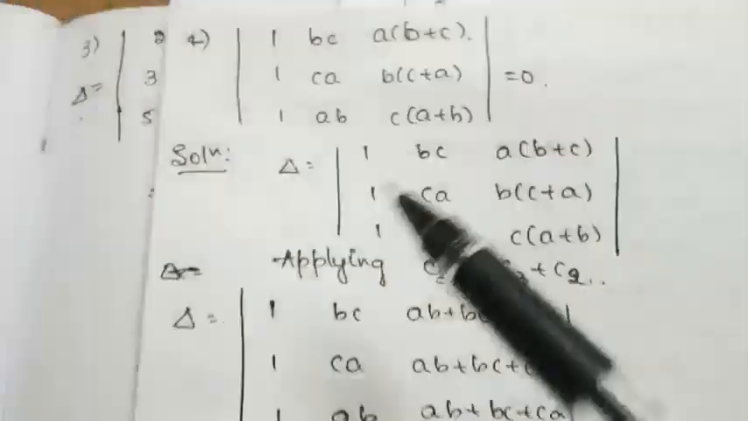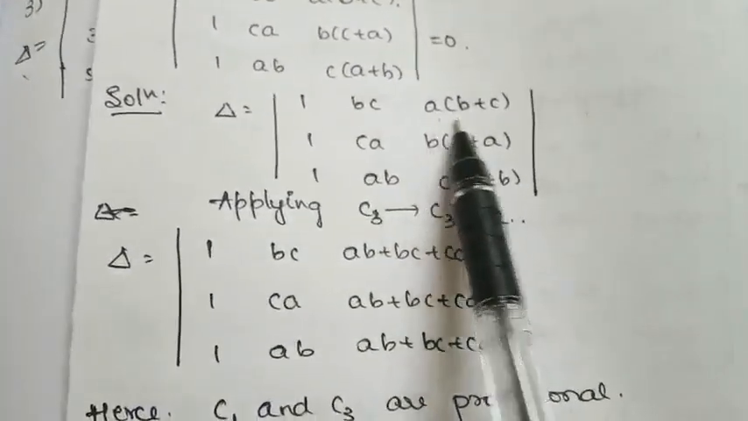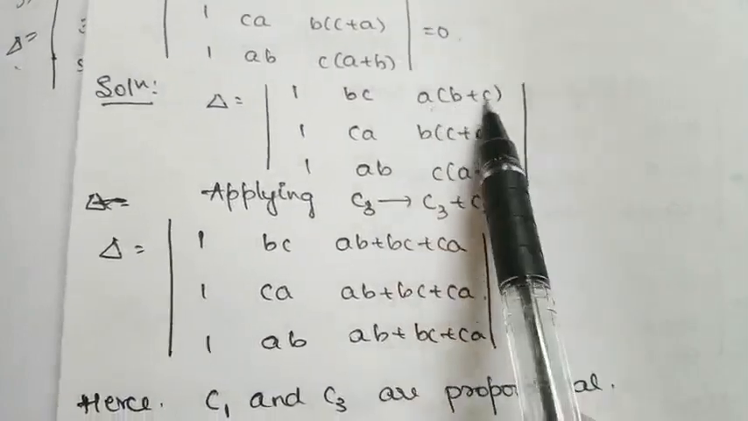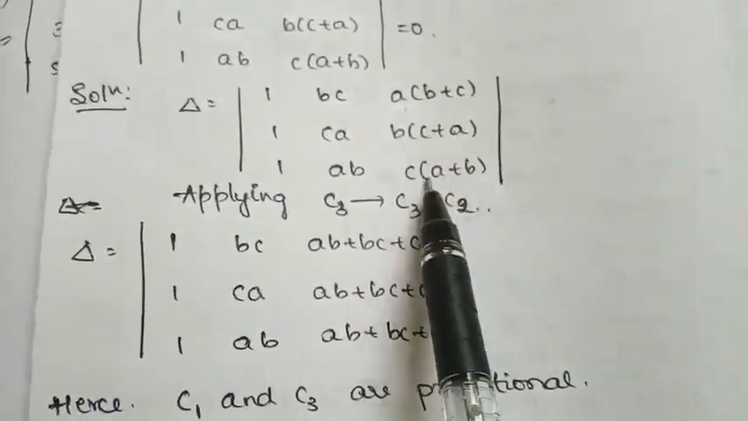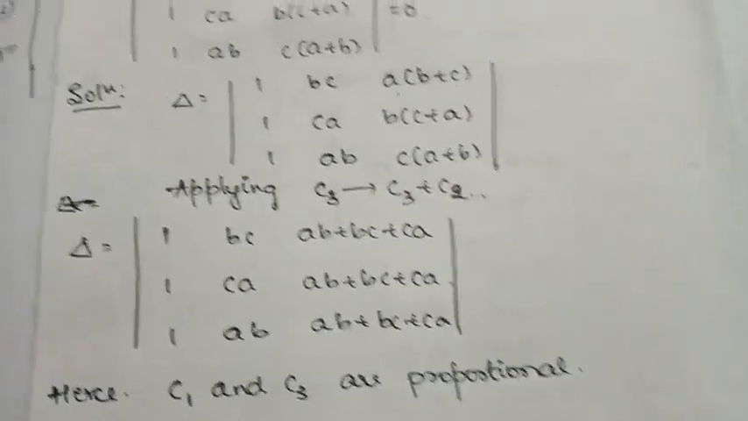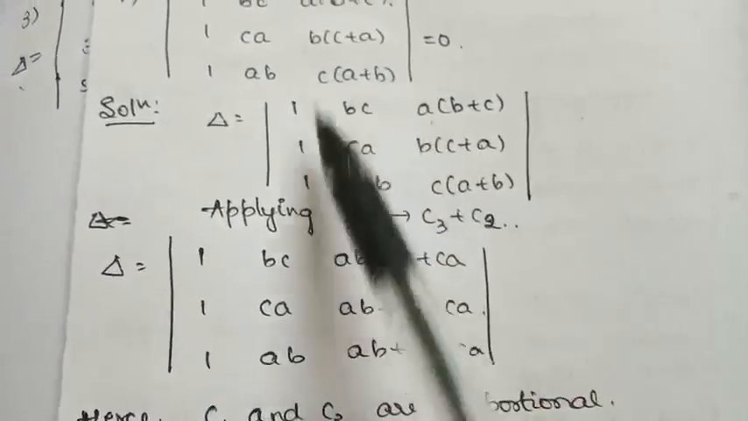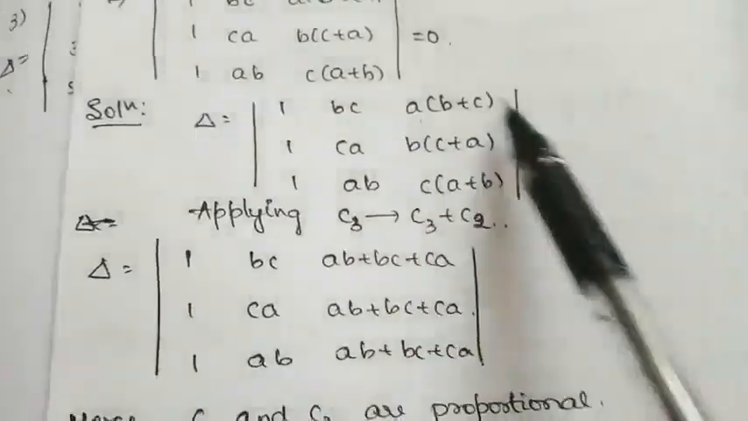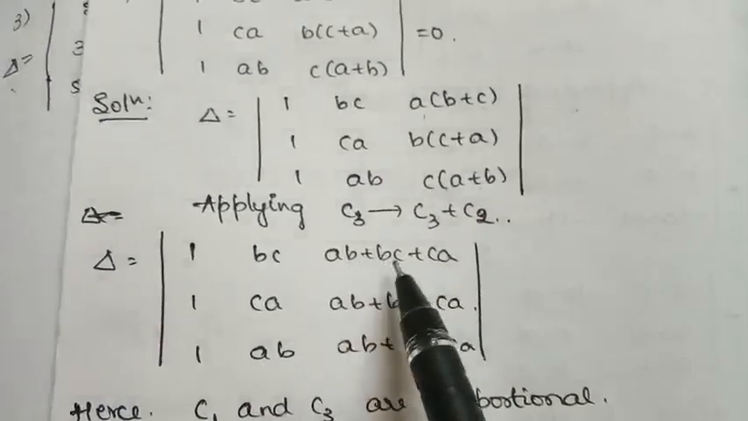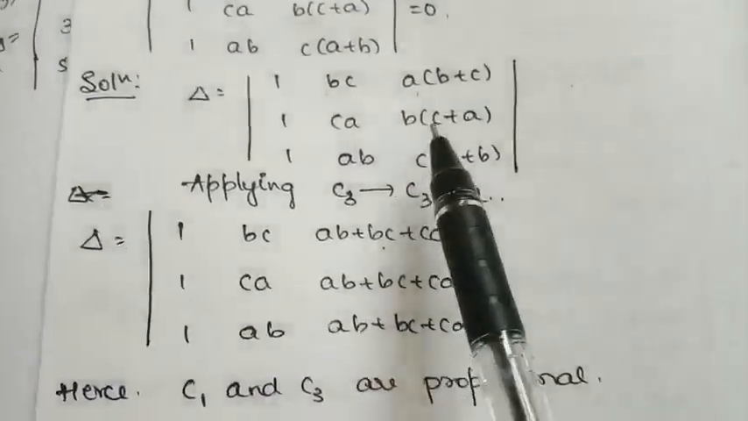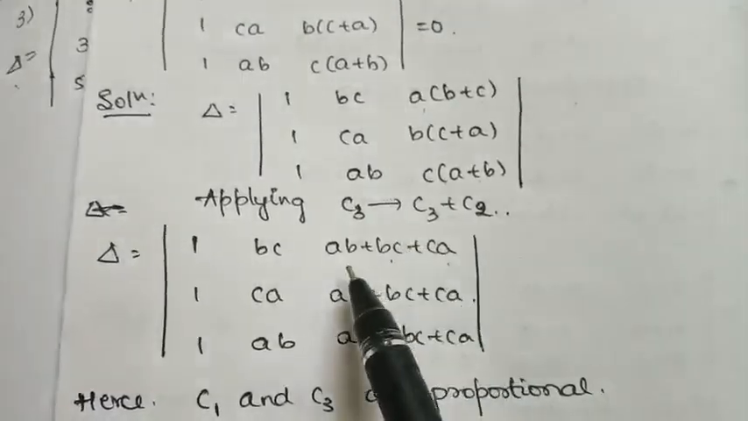So you can see here 1, 1, 1. What I do is, if I multiply this a to the inside of this bracket, it means AB plus AC, BC plus AB, CA plus AB, it becomes CA plus CB. So I am adding column 2 with column 3, so that column 3 is going to become AB plus BC plus CA. You can see all the elements of column 3 are the same.